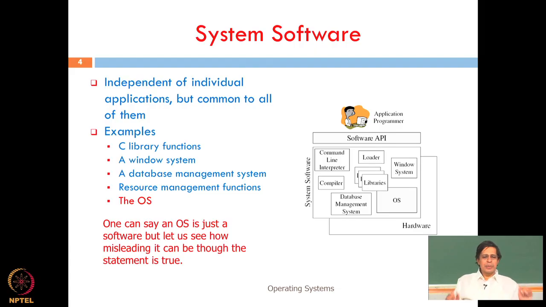Now what is system software? System software, for example, when you write a C program, you use a lot of headers like #include stdio.h, stdlib.h, math.h, string.h. So a lot of facilities are given to you. So what are these .h files?